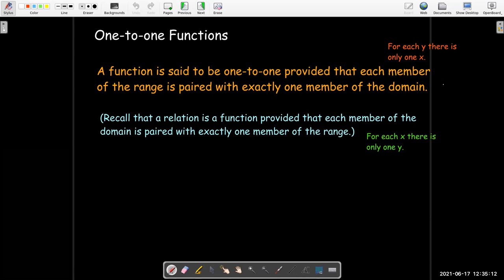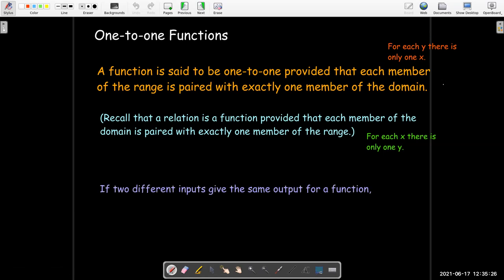In other words, for each x, there's exactly one and only one y. And for each y, there's exactly one and only one x that gets paired with it. So if you have two different inputs which give the same output, then it's not one-to-one.